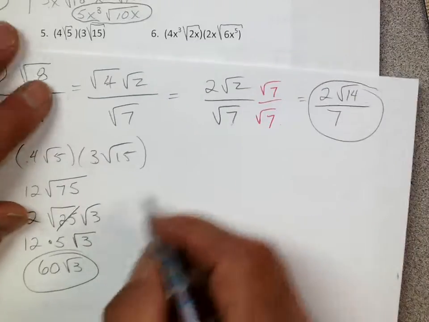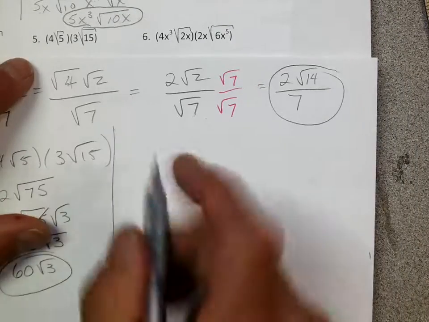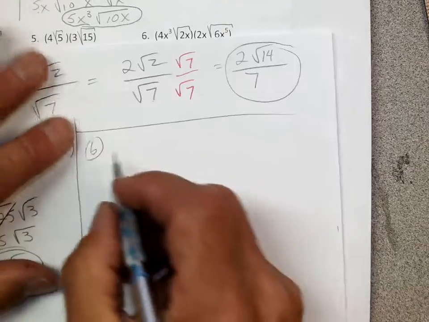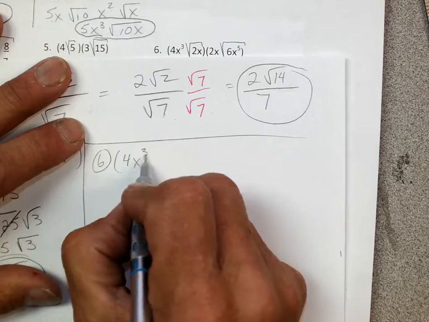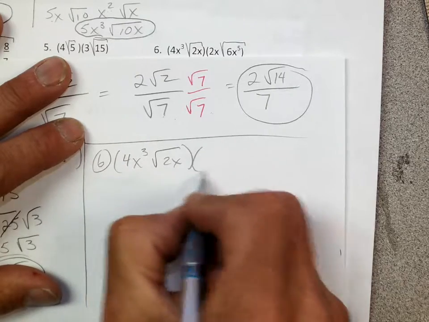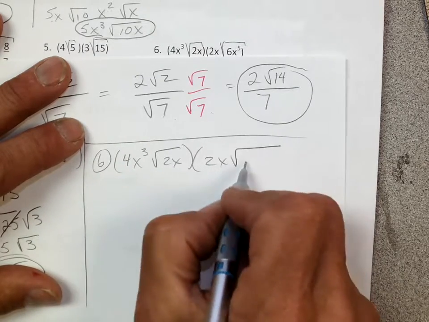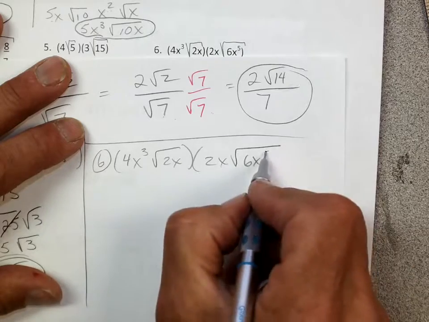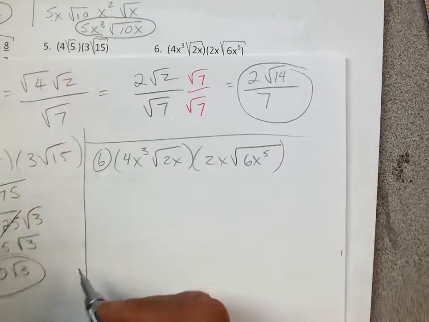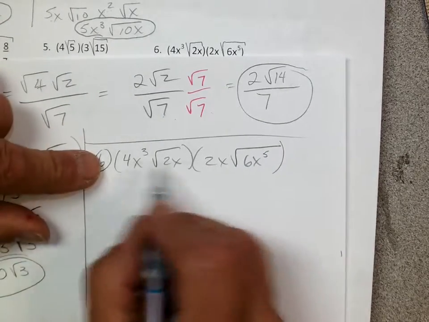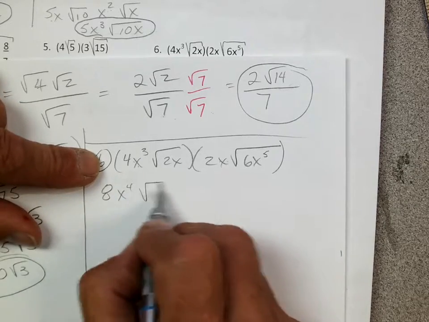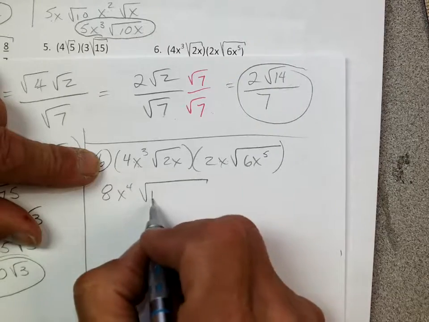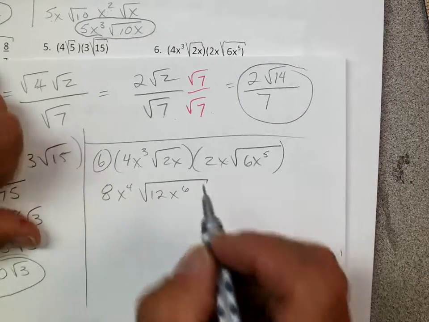Okay, let's look at number 6. And again, I'm running out of room, so I'll put it right here, okay? Put 6 here. 6 is a little bit bigger. I'm going to have a 4x cubed square roots of a 2x times a 2x square roots of a 6x to the 5th, okay? So it's the same type of problem. We just have to multiply. I'm going to get 8x to the 4th square roots of 12x to the 6th, okay?